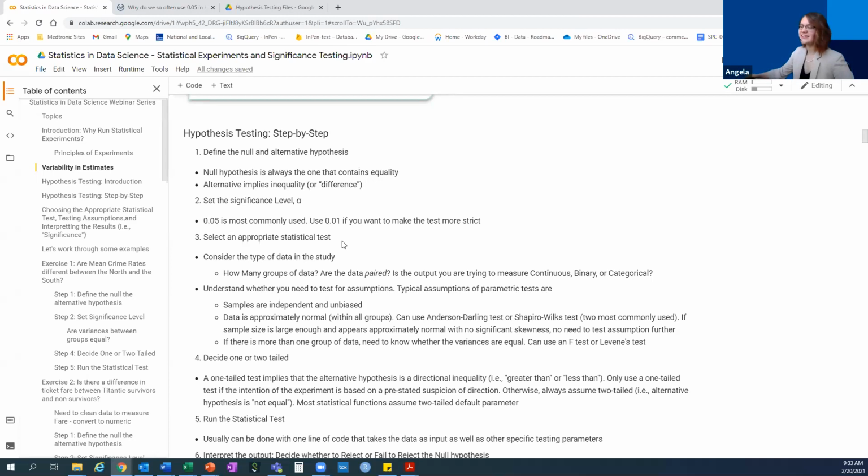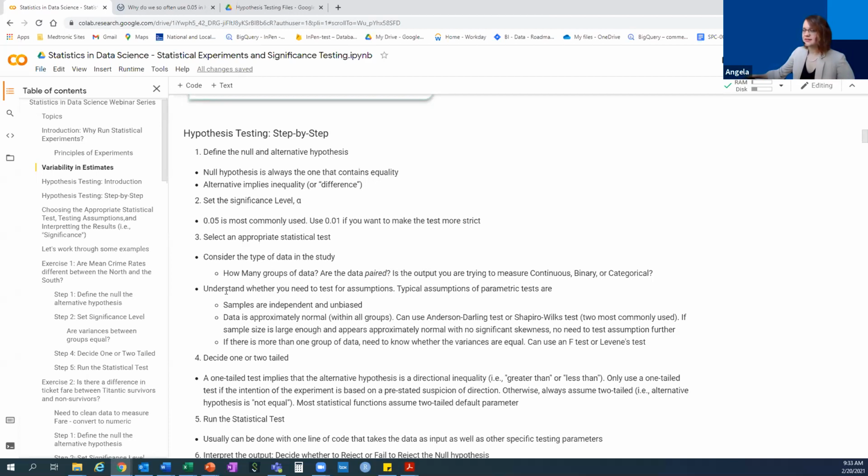Step 3 is often the hardest, and it is to select an appropriate statistical test. So a couple key things is to consider the type of data that you have in your study. Many questions will come out of this that we will discuss more in depth later with some exercises. One is, how many groups of data do you have? Another is, are your data paired together, or are they completely independent groups? Also, you want to ask yourself, what's the output data type? What's the data type of your output that you're trying to measure? Is it continuous, binary, or categorical?